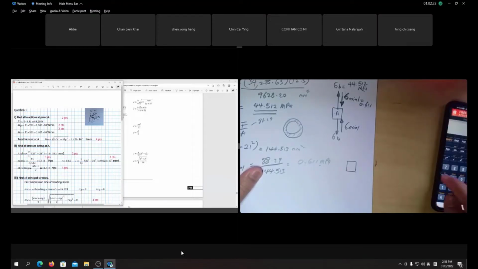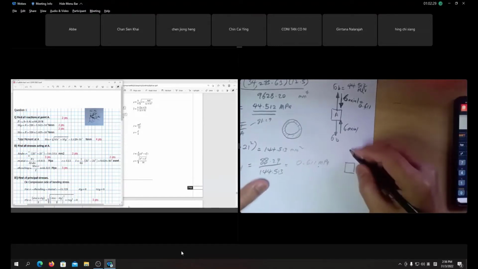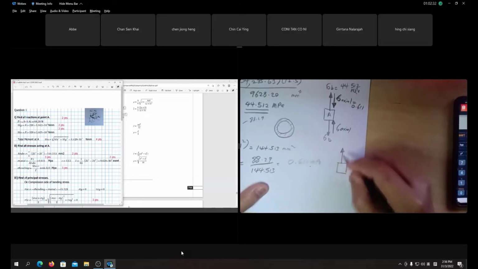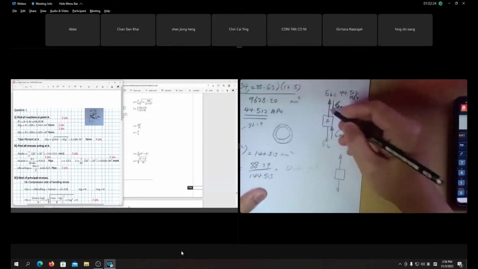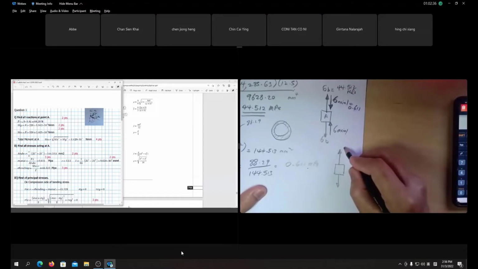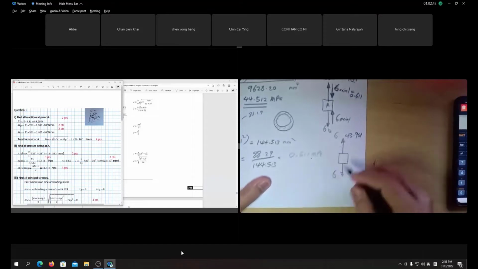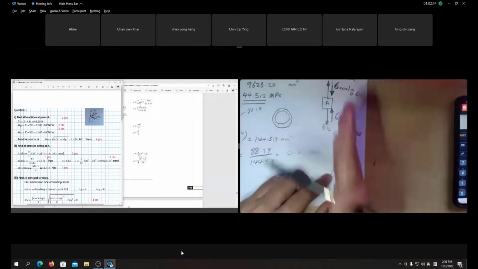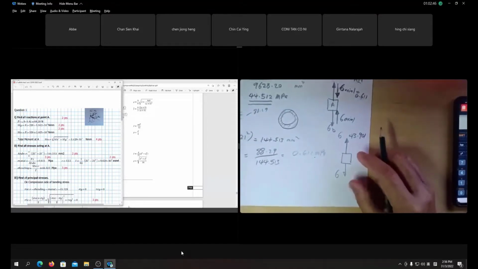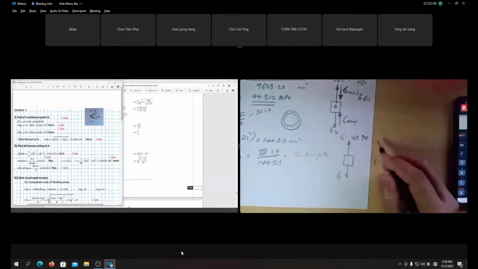So at A we have to deduct. 44.512 minus 0.611. It still becomes tension, guys, because tension is greater than compression. A little bit lower, 43.901. This is the total sigma on the z-axis at the element. Understand?